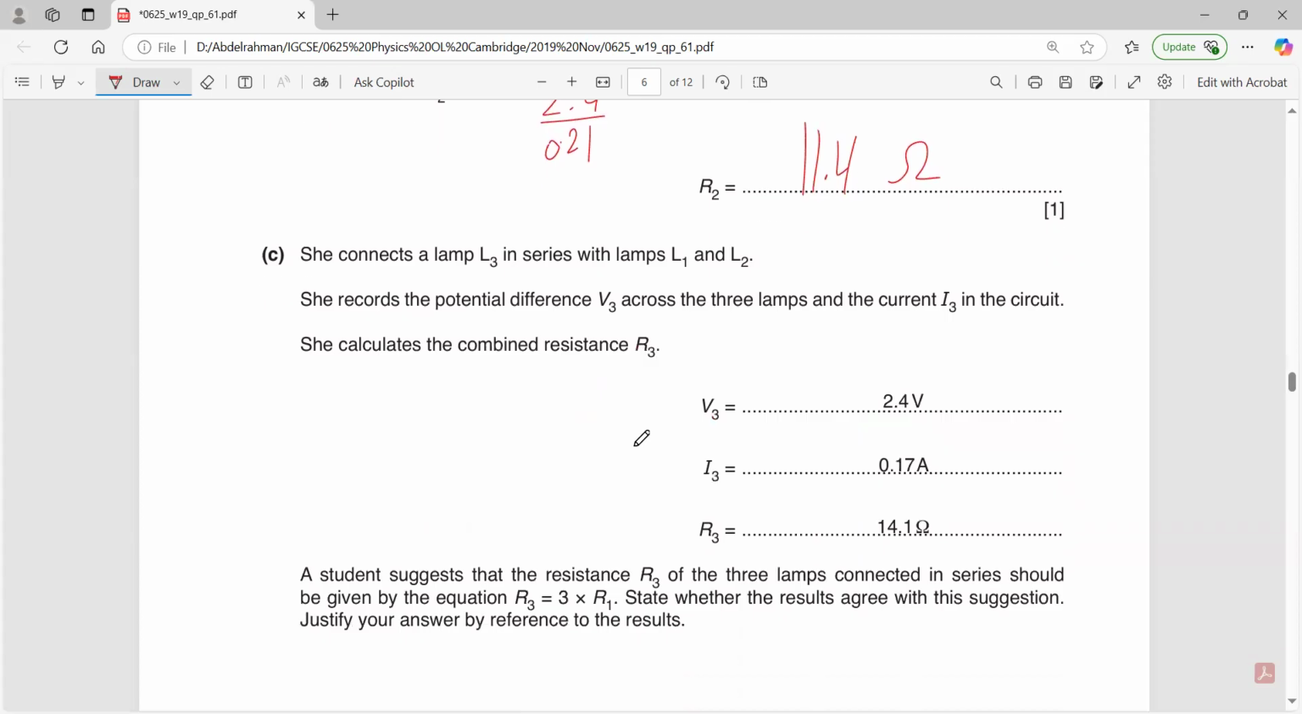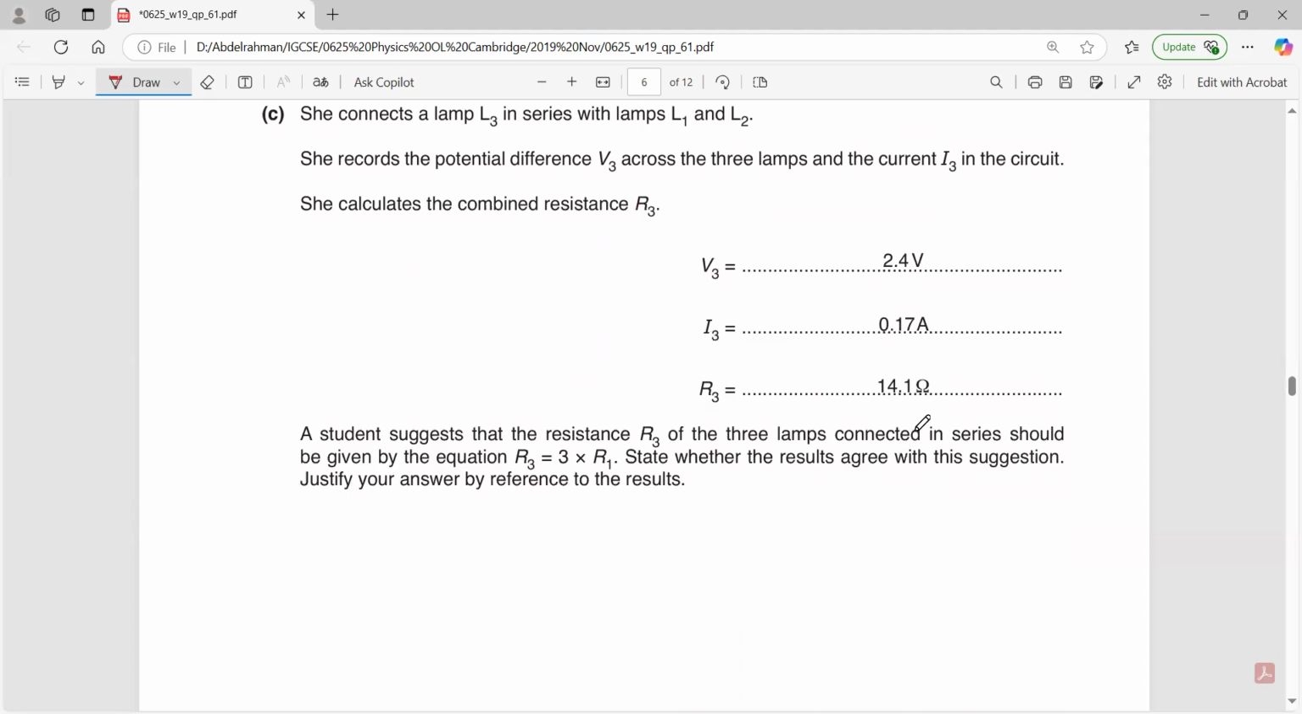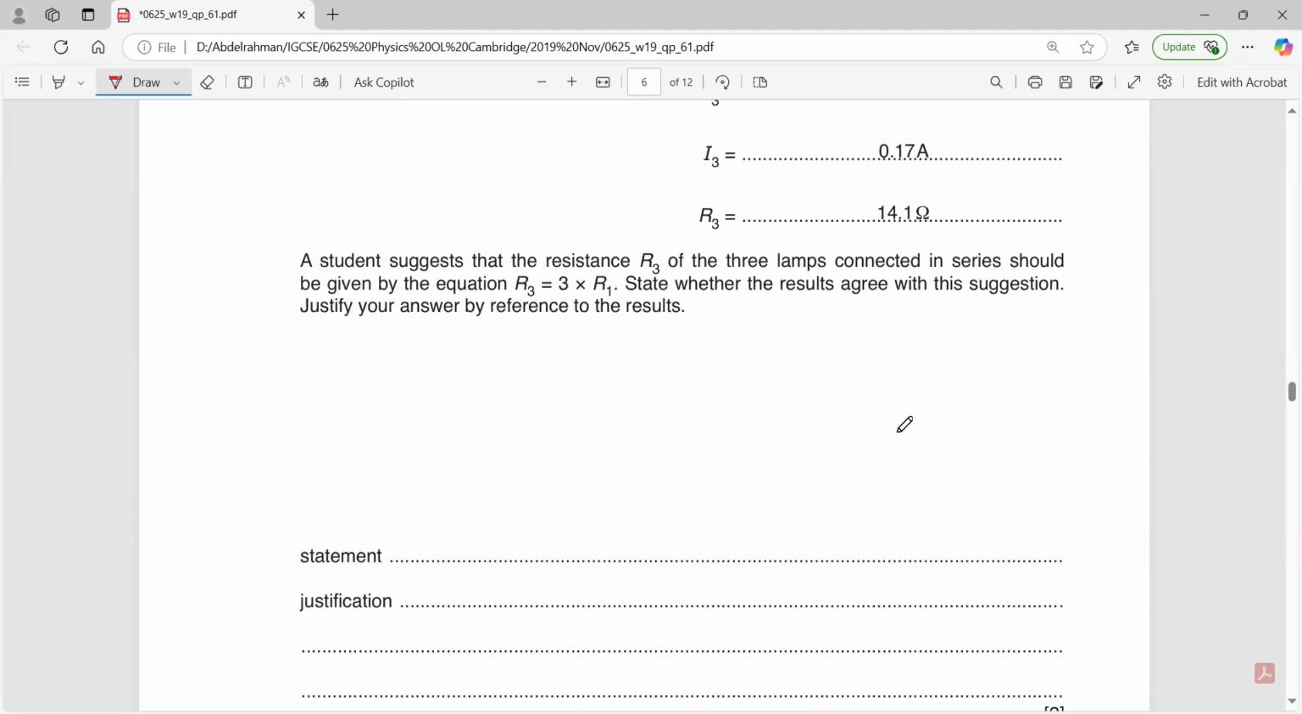She connects lamp L3 in series with lamps L1 and L2, giving V3, I3, and R3. And then a student suggests that the resistance R3 of the three lamps in series should be given by the equation R3 equals 3 times R1. He is suggesting that these three lamps are of equal resistance, and that if we have the resistance of one lamp, R1, we could just multiply 3 times R1 and find the resistance of the three lamps together. Is this statement correct or not? That's the question.